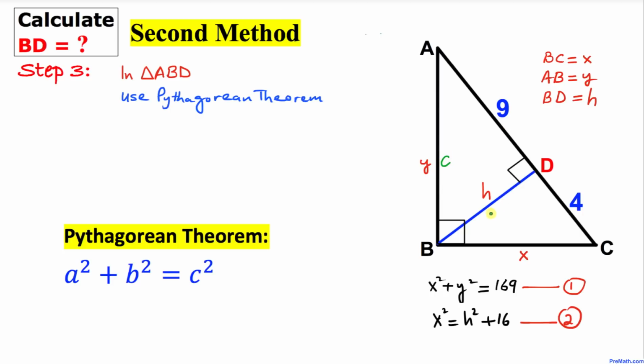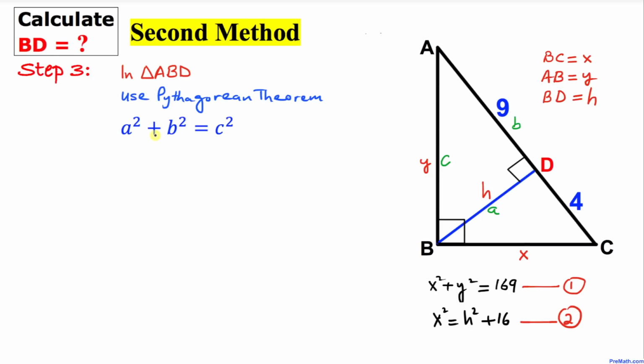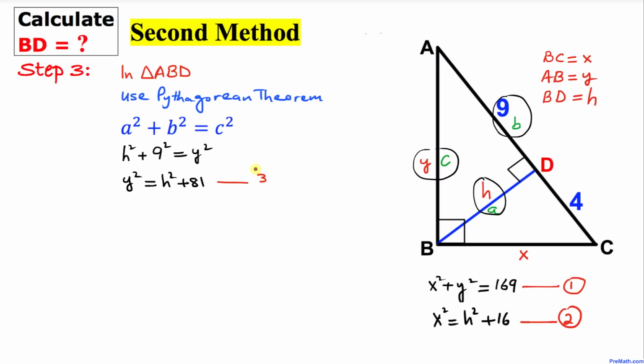This one I'm going to call BD side A, and this leg AD I'm going to call B. And here's our Pythagorean formula. Let's go ahead and fill in the blanks. In our case, A is h, B is 9, and C is y. So that becomes h squared plus 9 squared equals y squared. Let's simplify this. I can write y squared equals h squared plus 81, and I am going to call this equation number 3.